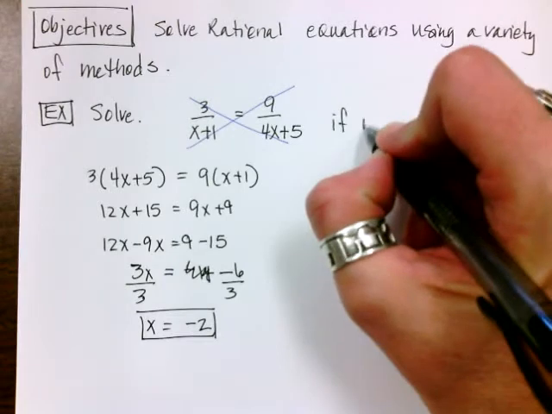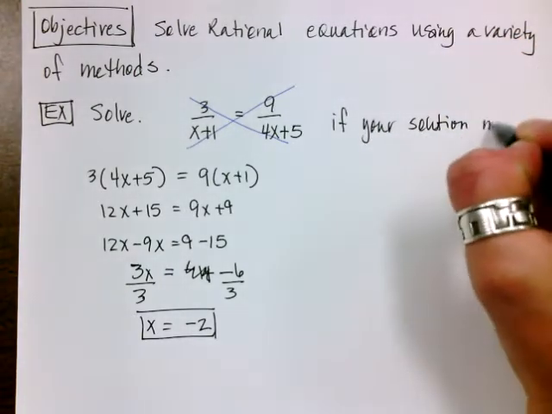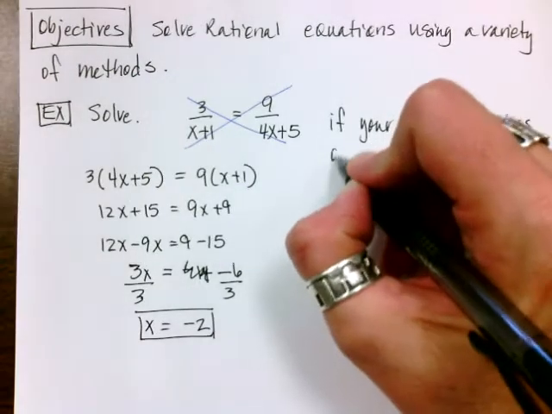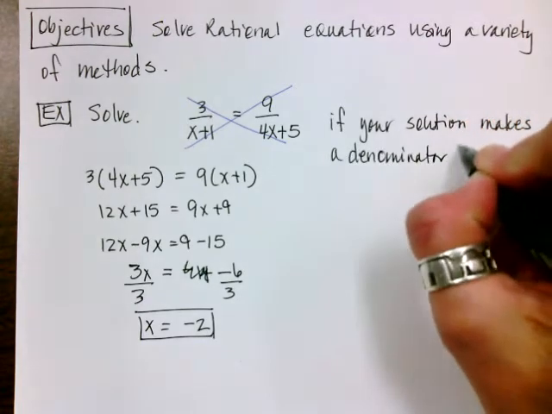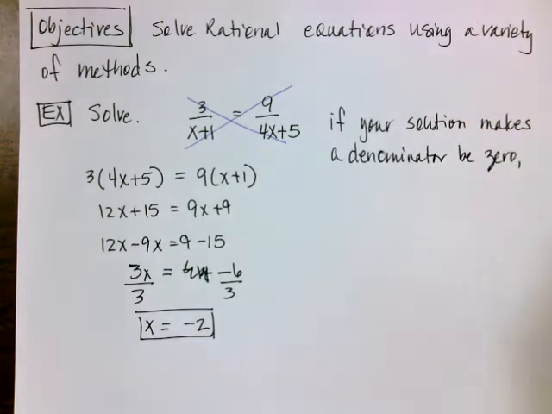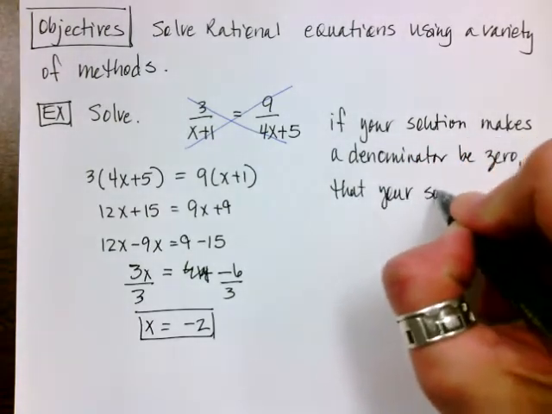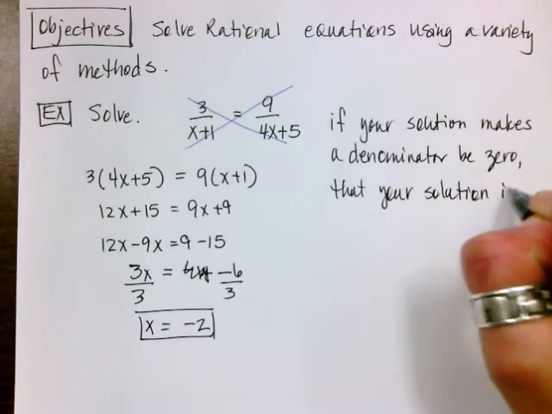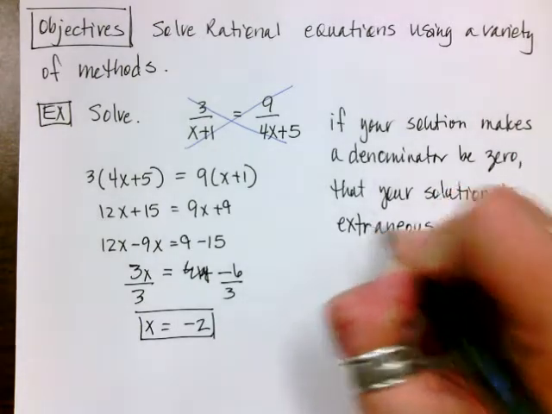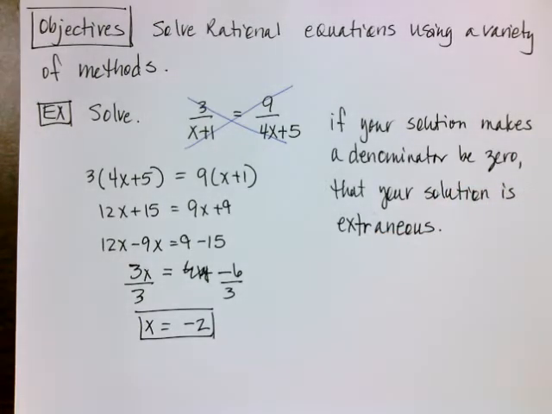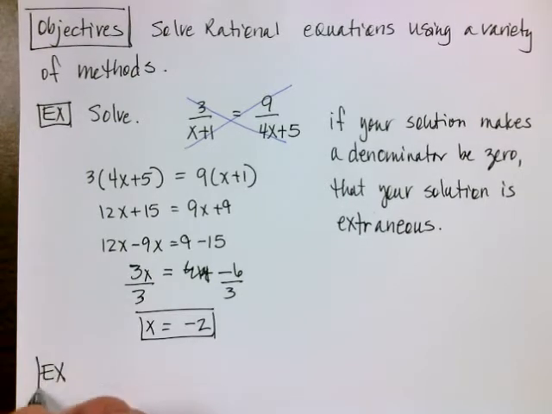So if your solution, spelled it wrong, makes a denominator be 0, that means then that your solution is extraneous. Such a cool word, E-X-T-R-A-N-E-O-U-S, so it's extraneous. So you always want to check those solutions to make sure that it's not extraneous. All right, let's do another one.